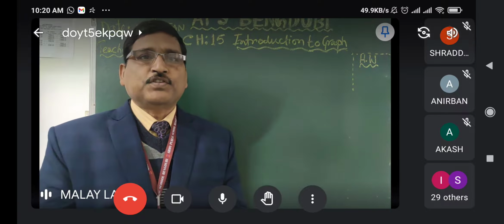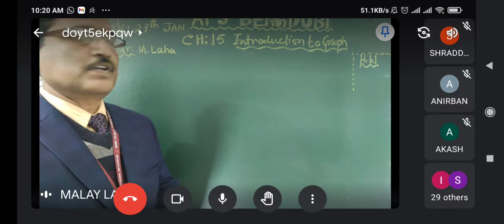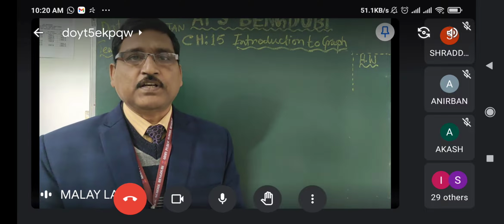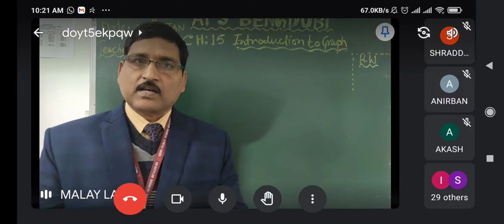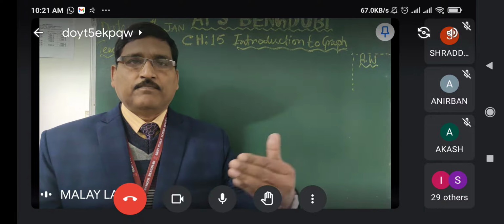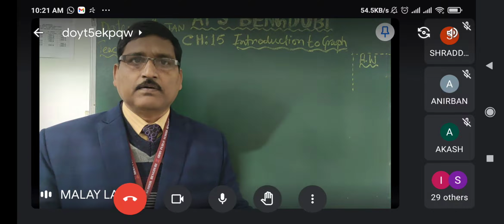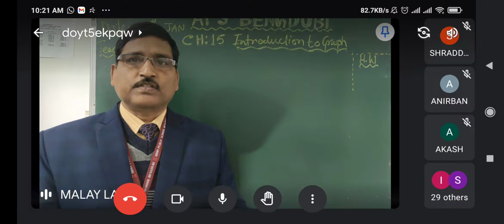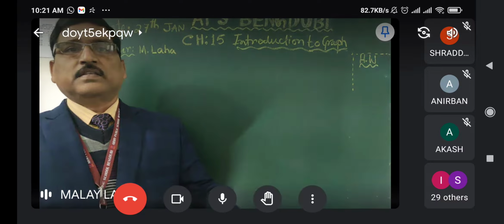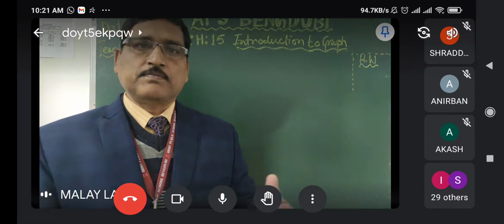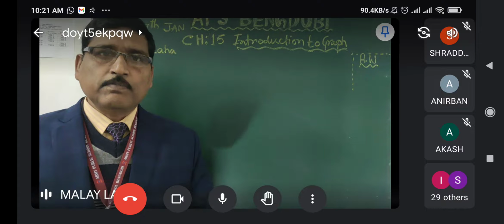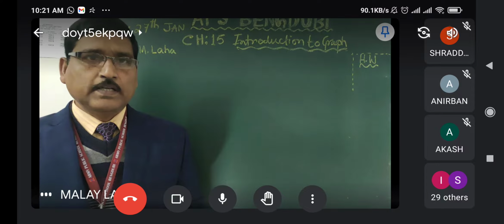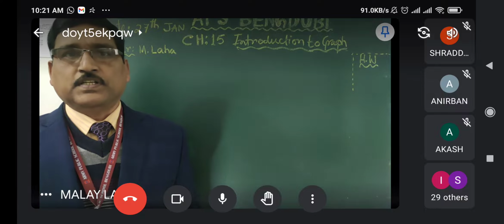Anyway, today I am going to start a new chapter, Introduction to Graph. You are already acquainted with graphs, from class 5 onward. In class 6 you did pictograph and bar graph representation. In class 7 you did bar graph, and also side by side double bar graph. In class 8 you have already learned bar graph, double bar graph, and histogram. Clear?